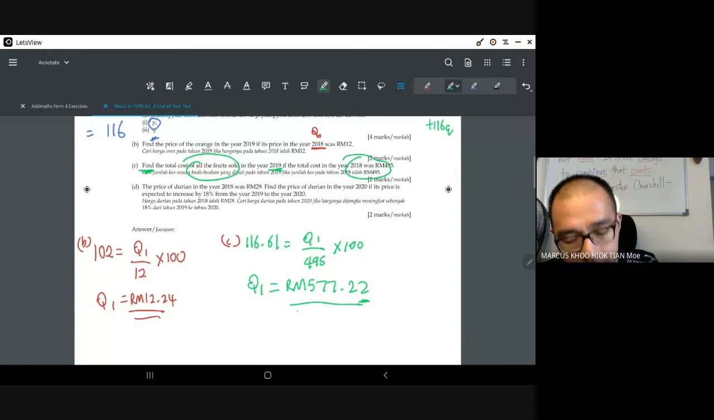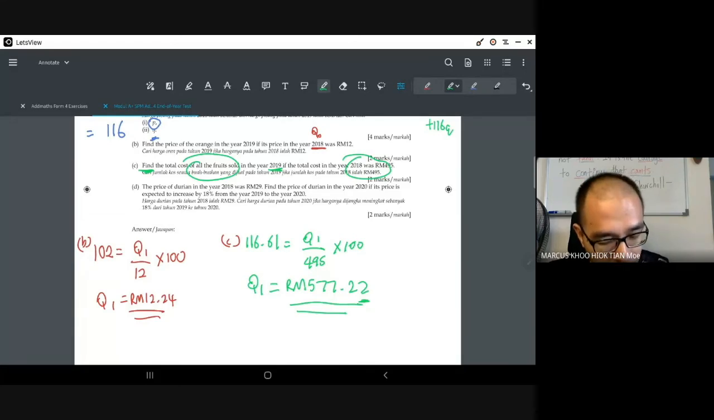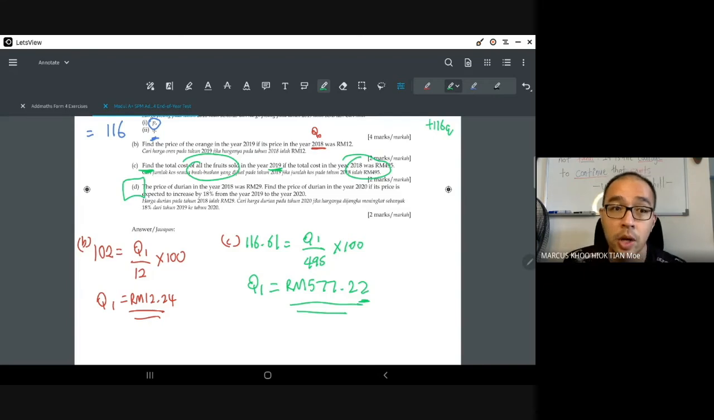Okay, again, don't forget people, this is price. So you want to write Q, or you want to write the RM. Okay, this is probably a little bit challenging question. Okay, the price of the durian in the year 2018 is 29 ringgit.